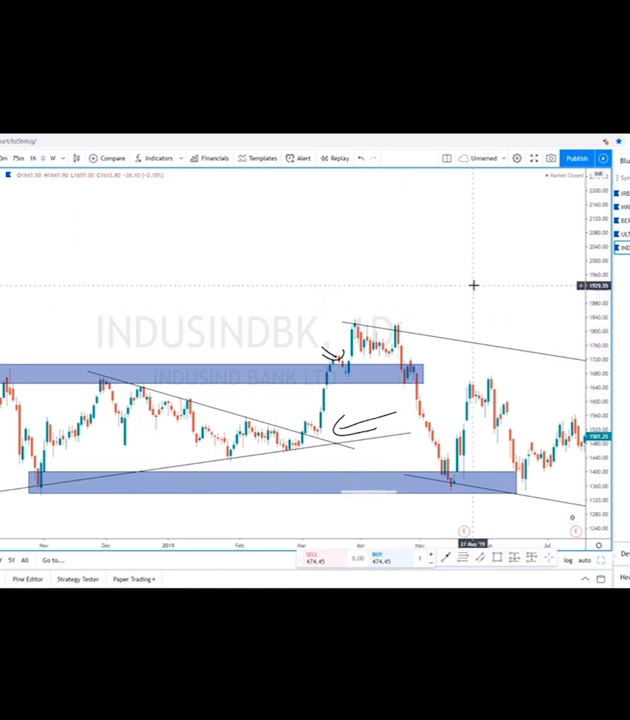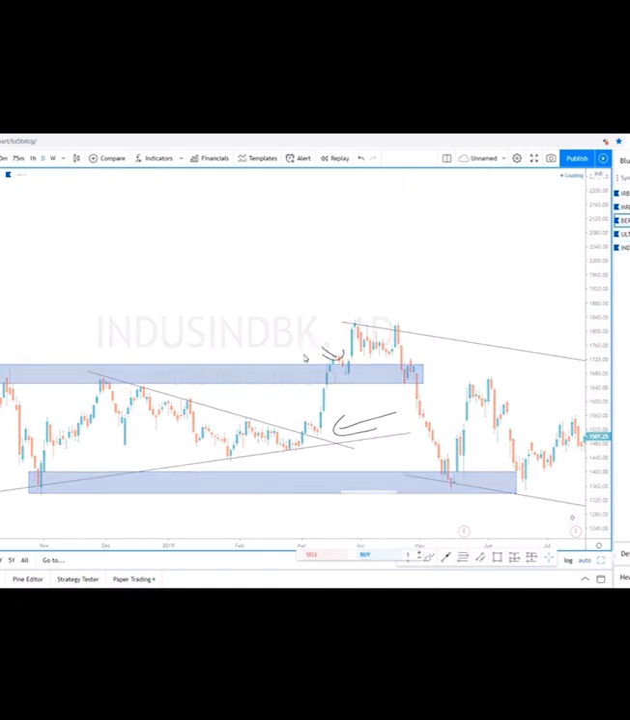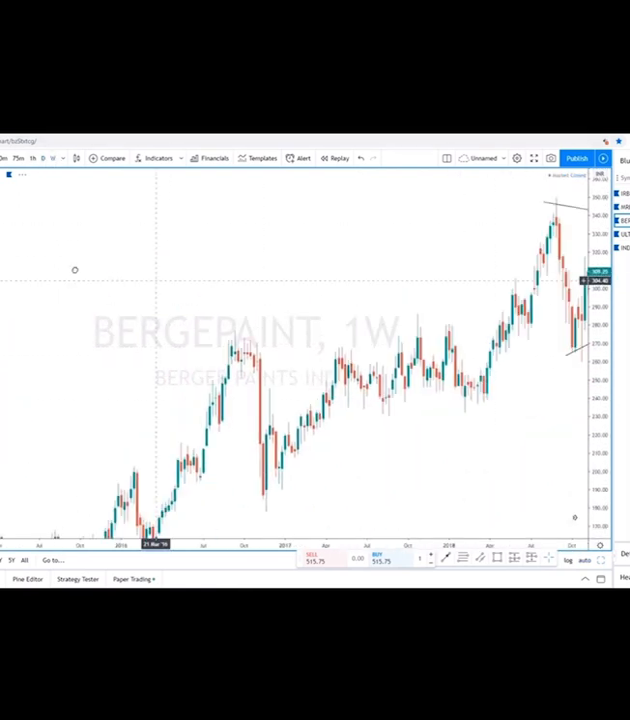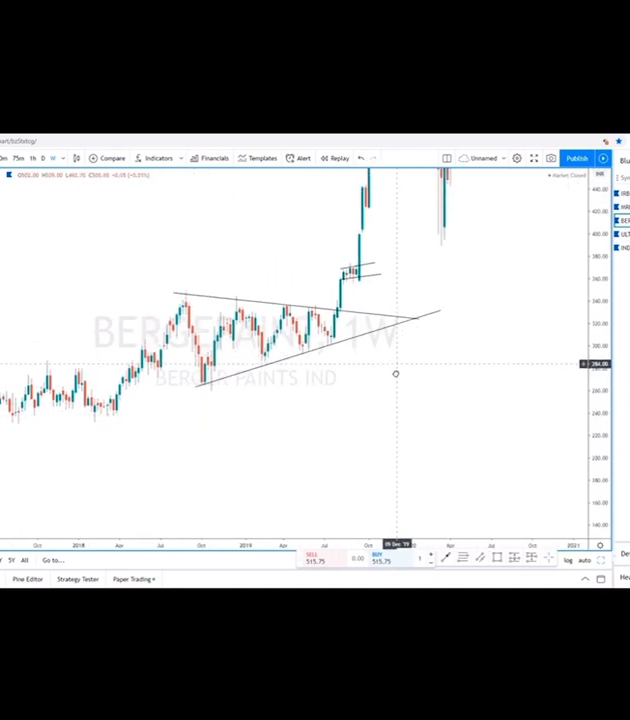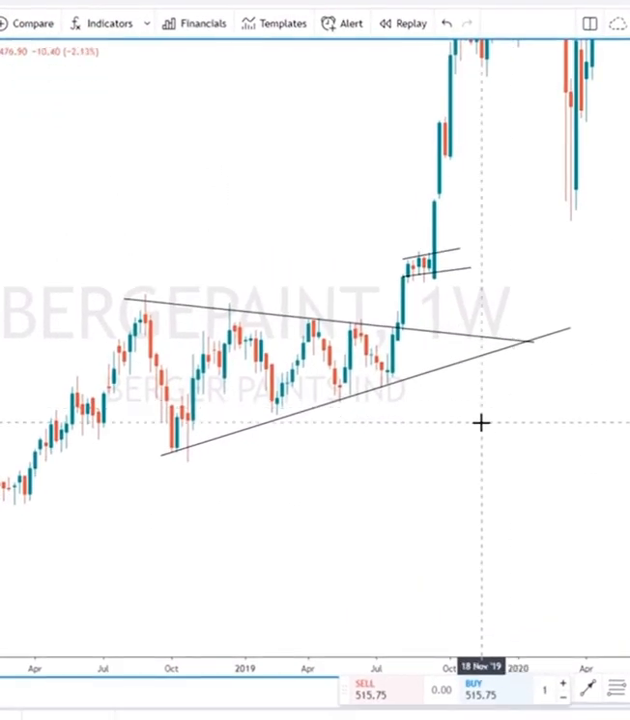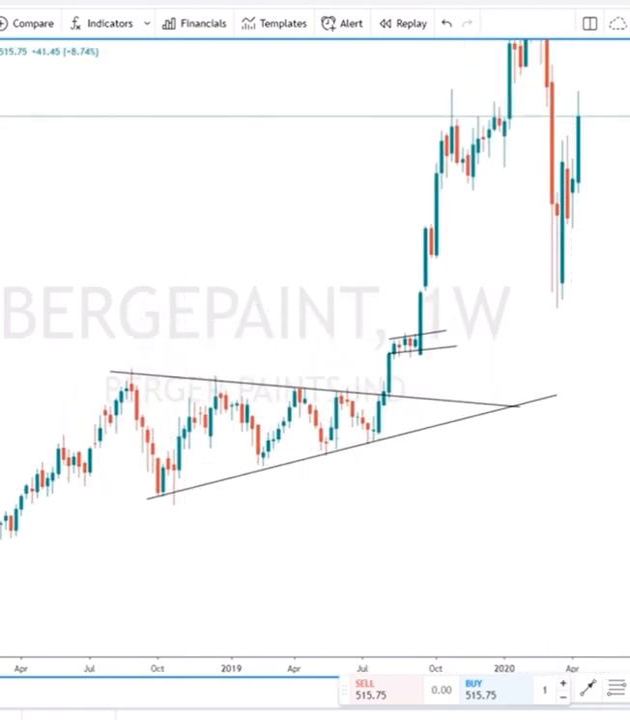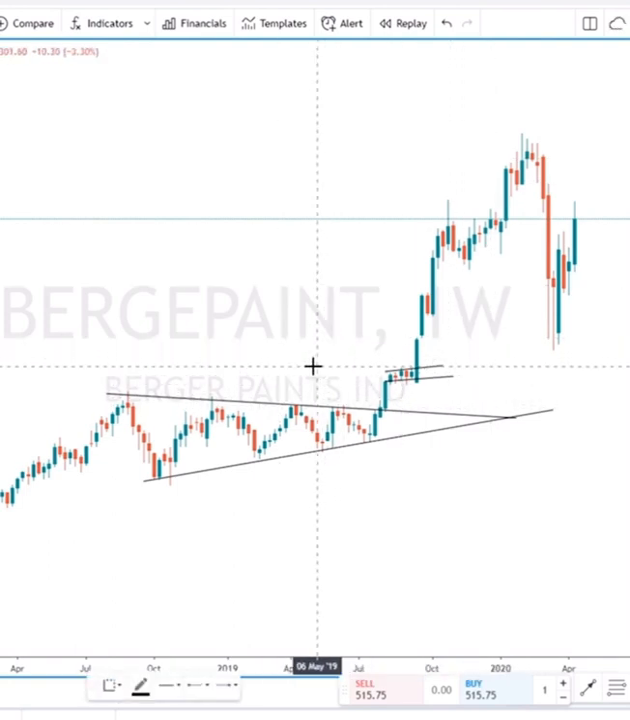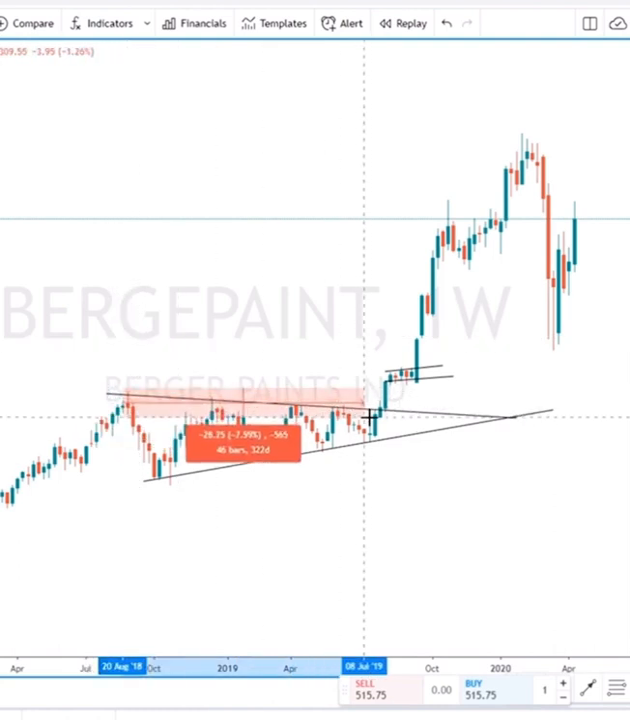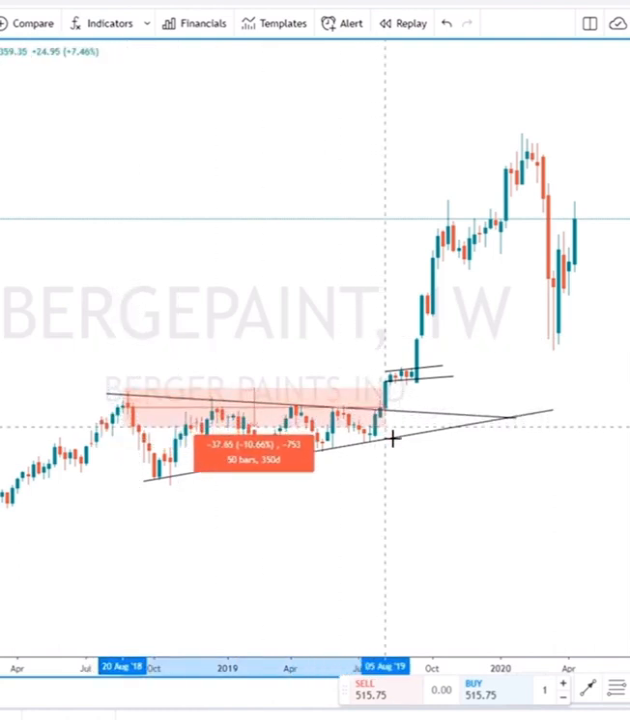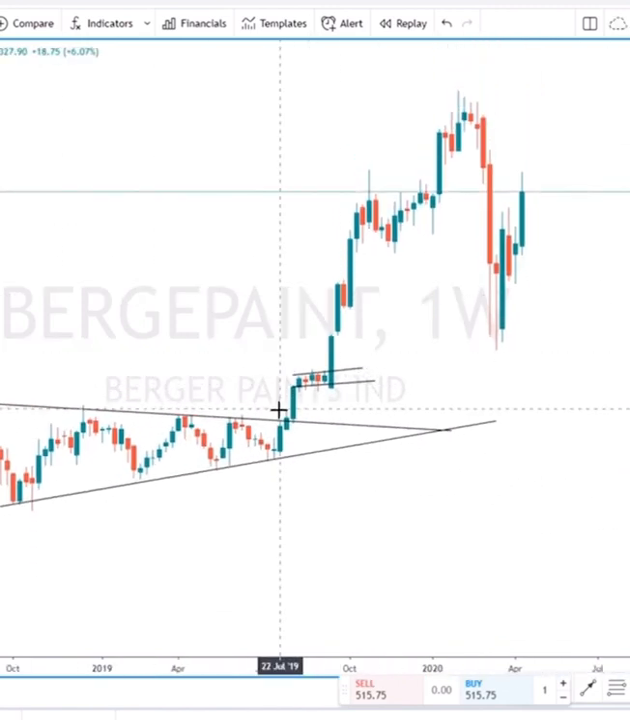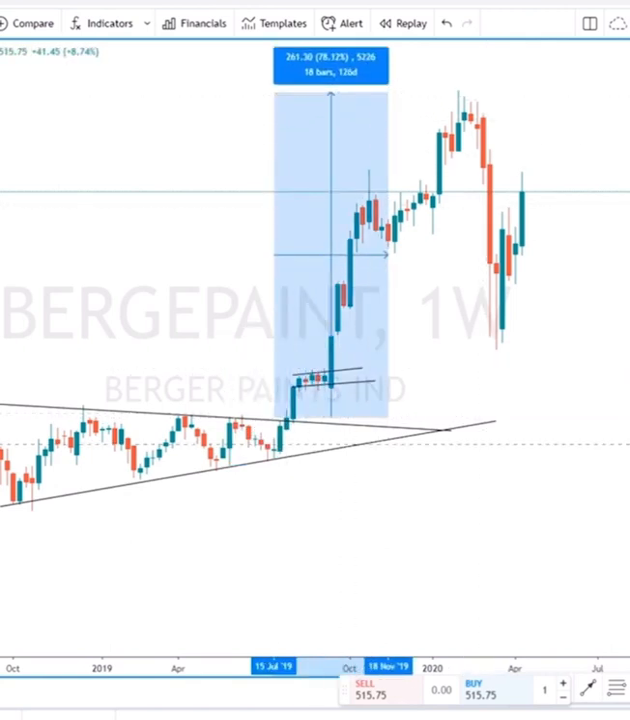Okay, and let me go to Berger Paints. Berger Paints is an amazing breakout, guys. Anyone who has already joined my course or my mentorship would have earned a lot in Berger Paints. Look at this. This is a multi-month breakout. So the pattern has been forming for almost 1 year. Okay, almost 1 year, and after the breakout, look at the huge move. Isn't that great?